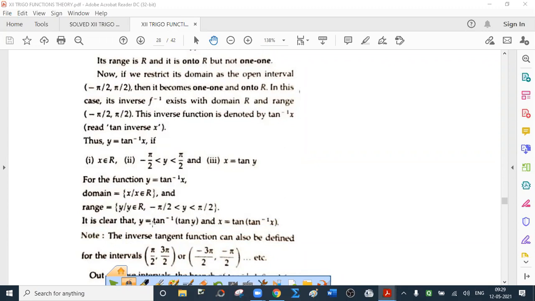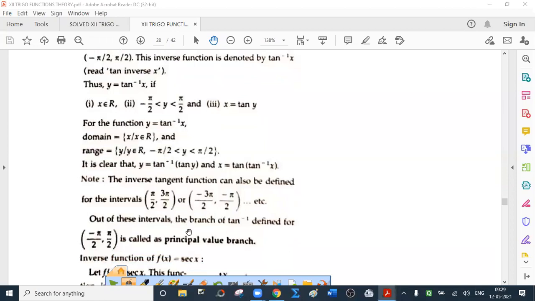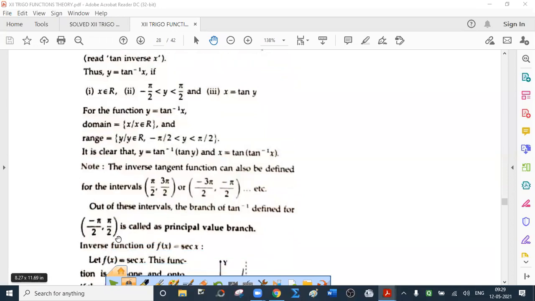It is clear that tan inverse of tan y is y and tan of tan inverse x is nothing but x. Note, the inverse tangent function can also be defined for the intervals pi by 2 to 3 pi by 2 open interval or minus 3 pi by 2 to minus pi by 2. Out of these, the branch of tan inverse defined for minus pi by 2 to pi by 2 open interval is called the principal value branch.